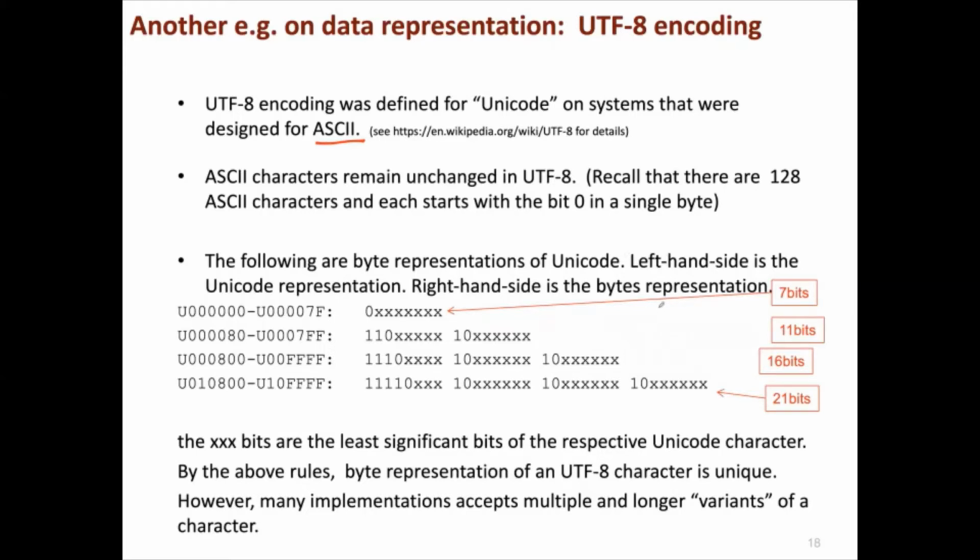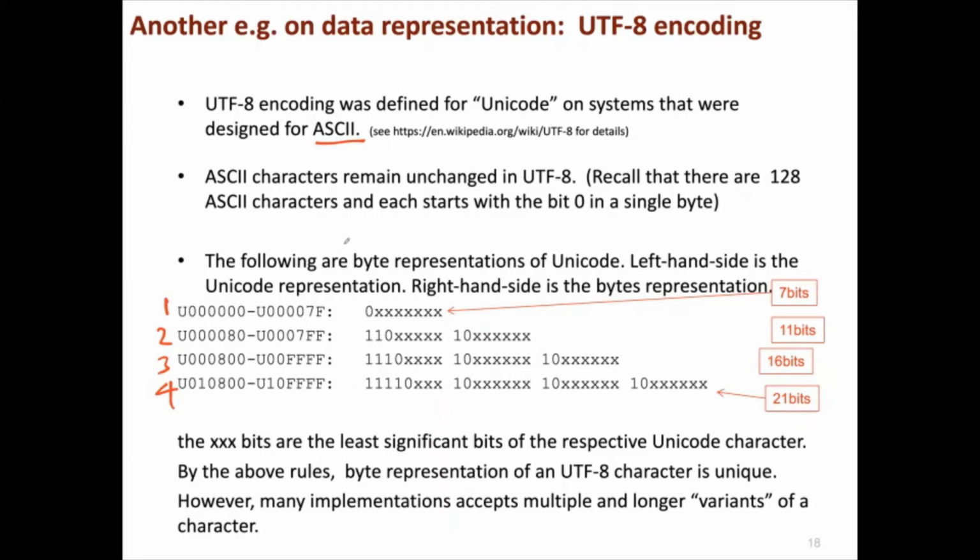A UTF-8 character can be 1 byte, 2 bytes, 3 bytes, or 4 bytes. How do I know whether a character is 1, 2, 3, or 4 bytes? UTF-8 uses this convention: we just look at the first bits. If the first bit is 0, it means 1 byte. If the first 3 bits are 1, 1, 0, then it means 2 bytes. If it's 1, 1, 1, 0, it means 3 bytes, and 1, 1, 1, 1, 0 means 4 bytes.